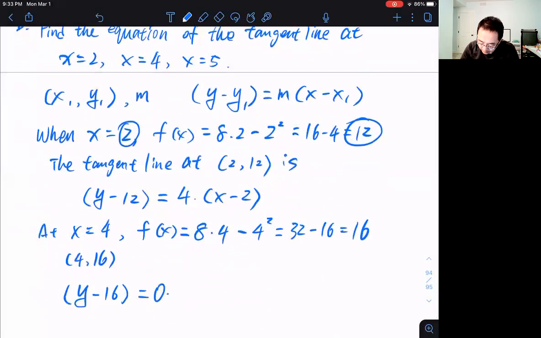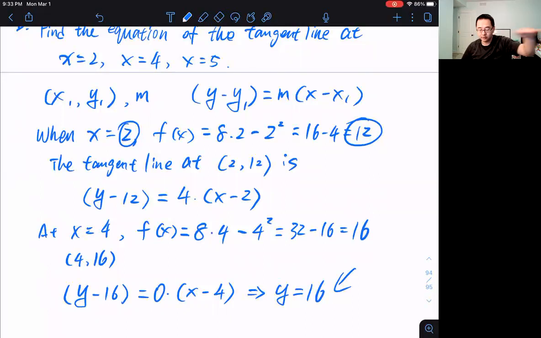So 0 times x minus 4, the x value here. And that just equals y equals 16. So we expected this, right? Because this is a function where the slope is 0, so it has to be a horizontal function. A horizontal function takes exactly this form, y equals some constant, right? Because y equals a constant from point to point, there's no change. So the rate of change, which is the slope, is 0.